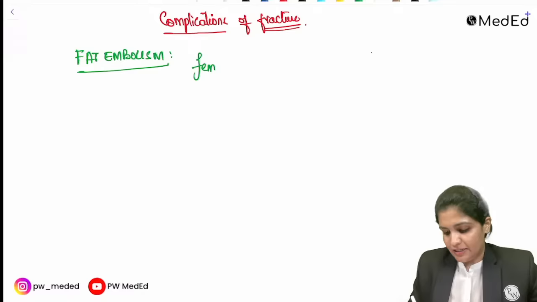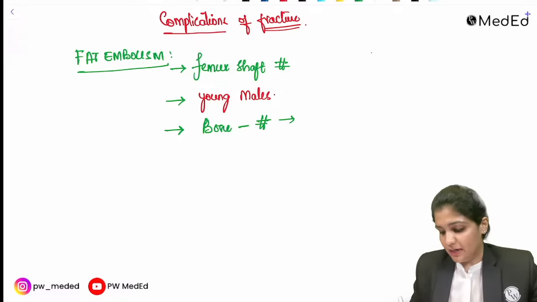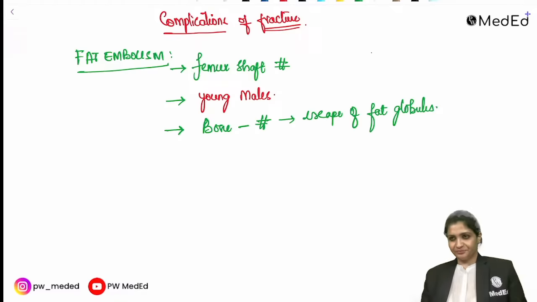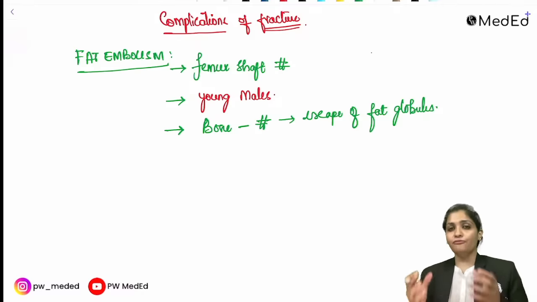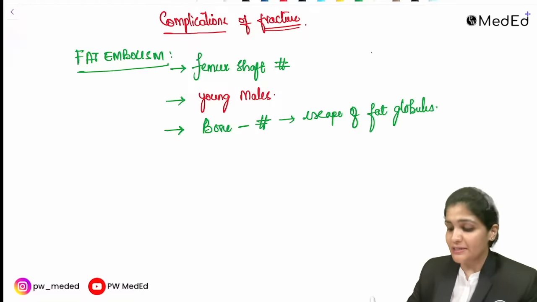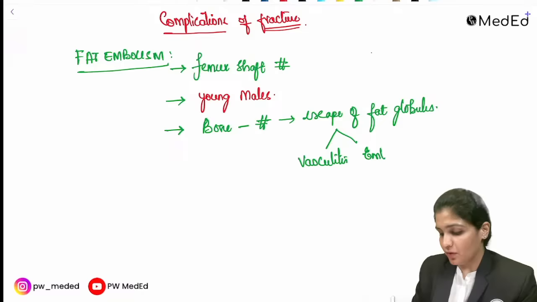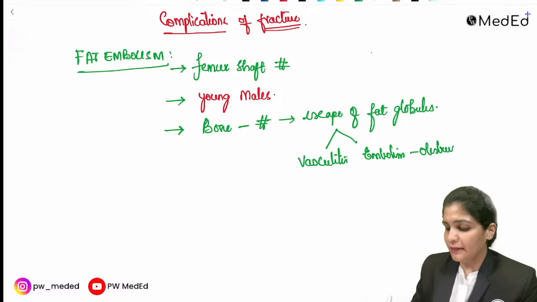It is mostly seen in femur shaft fractures, and usually in young males with femur shaft fracture. That is what you have to remember about this condition, right? Whenever the bone is fractured, it will result in escape of fat globules, because you have to remember that adult marrow consists of fat, right? And these fat globules get escaped during the femur shaft fracture and this will result in two conditions. It may cause vasculitis of the capillaries or it might result in embolism, which causes obstruction of the pulmonary capillaries.